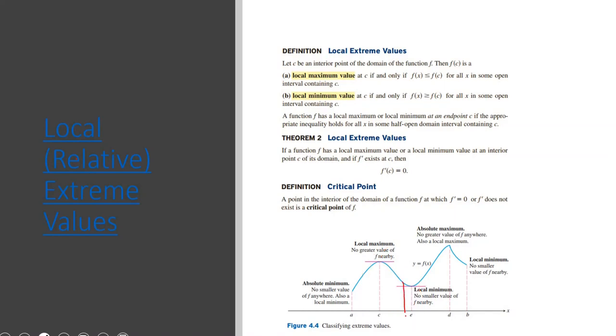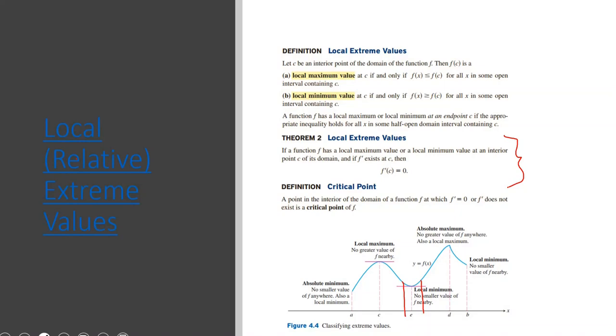In this interval right here, this spot is a local minimum. So the next thing right here is kind of important. We have theorem number 2 that talks about local extreme values. If a function f has a local maximum value or a local minimum value at an interior point c of its domain, and f prime, remembering that f prime is the derivative of the function f, exists at c, then f prime of c is equal to 0.